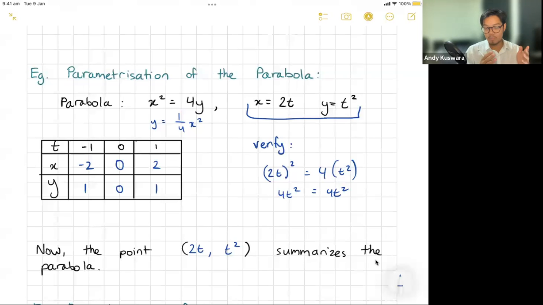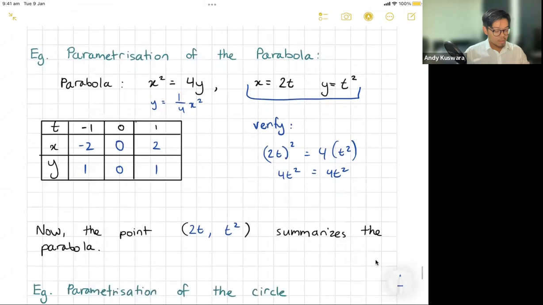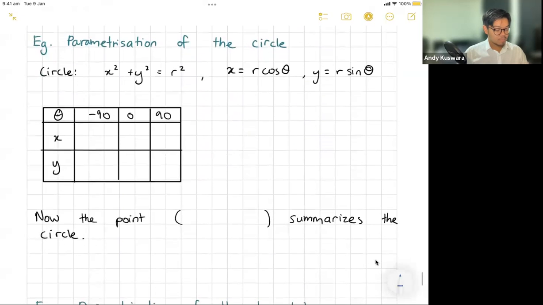For this particular parabola, it works that 2t would be the x value and then t squared would be the y value. Now, let's take another example here. A circle. We've got x squared plus y squared equals r squared. And so we've got this circle here, and we've got r cos theta, r sin theta.